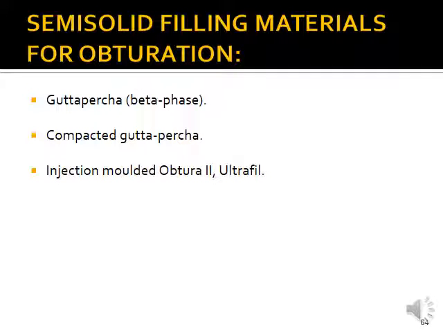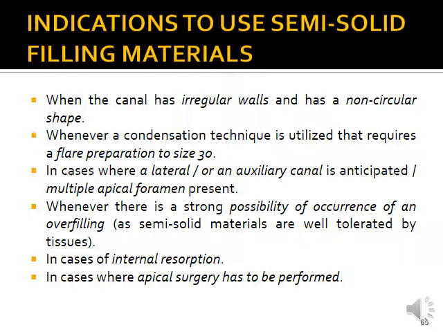Semi-solid filling material for obturation: gutta percha beta phase, compacted gutta percha, injection molded Obtura 3, Ultrafil. Indication to use semi-solid filling material: when the canal has irregular walls and a non-circular shape, and whenever a condensation technique is utilized that requires a flattened preparation to size 30.